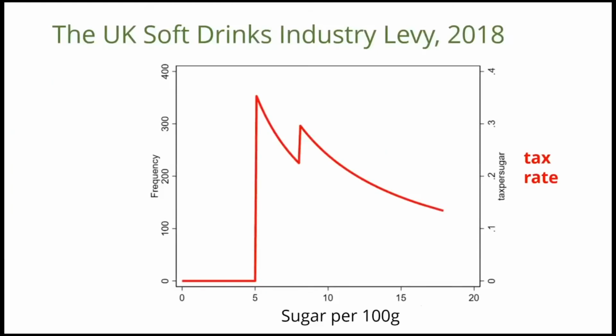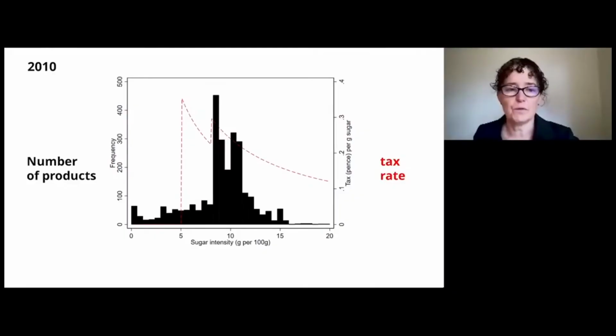So if we look in a little more detail at the UK implementation of the soft drinks soda tax, we see that the tax schedule that was introduced in the UK in 2018 looked like this. A drink that had between 5 and 8 grams of sugar per 100 millilitres is taxed at 18p per litre, and drinks that have over 8 grams of sugar per 100 millilitres are taxed at 24p per litre. So that leads to this funny, kinky type demand schedule depending on the sugar intensity of the product.